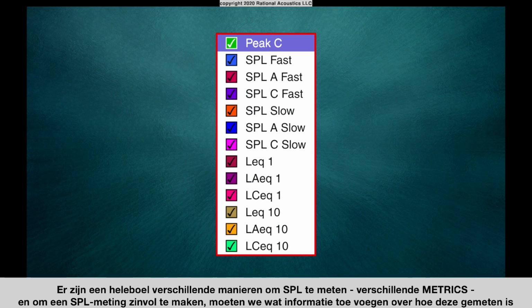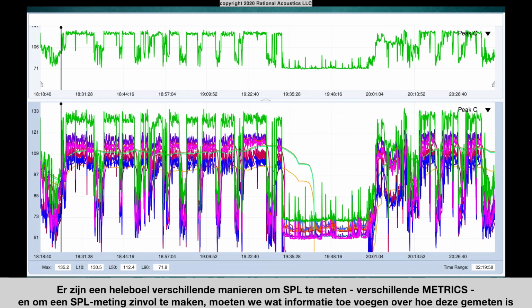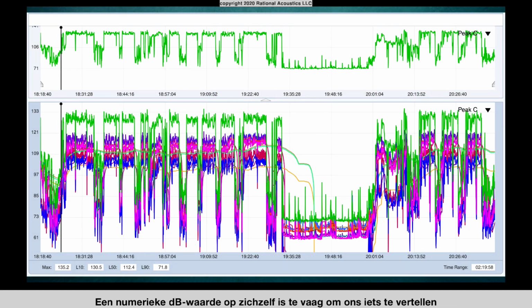There are a bunch of different ways to measure SPL, different metrics, and so for an SPL measurement to be meaningful, we have to include some information about how it was measured. A numerical dB value on its own is too vague to tell us anything.